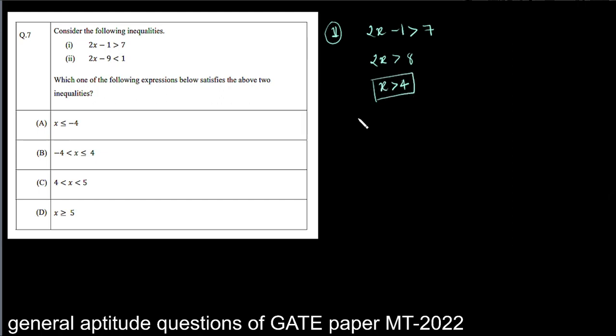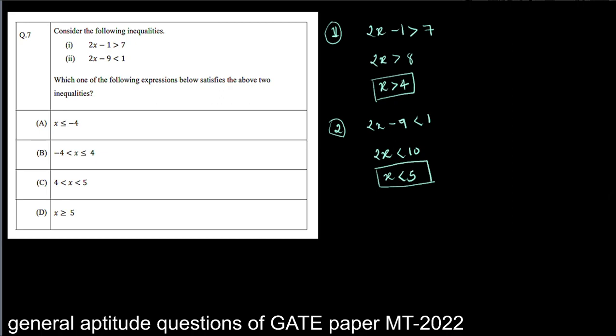Now let's move to the second inequality. It says 2x minus 9 must be less than 1. Again we can add 9 to both sides, so the left-hand side is 2x less than 10. So again we can say our variable x must be less than 5. Now we have found two conditions for this variable. If x is greater than 4 and less than 5, then the variable is trapped between the two numbers 4 and 5.